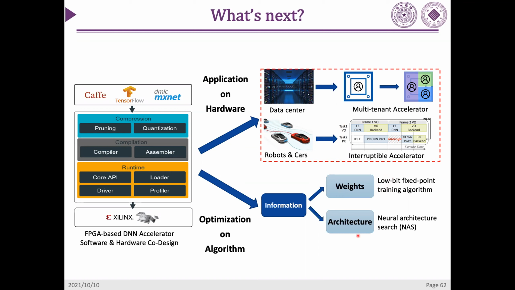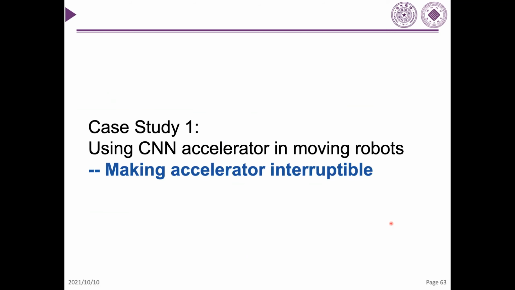And also how to design the architecture: how to efficiently design the neural architecture search algorithm, and how to connect it with the hardware. So these are 4 case studies I will try to share with everyone here. The first case study is using the convolutional neural network accelerator in moving robotics. The key is how to make the accelerator interruptible.